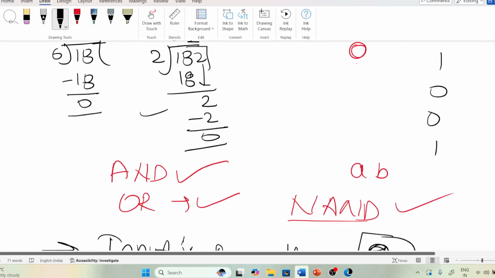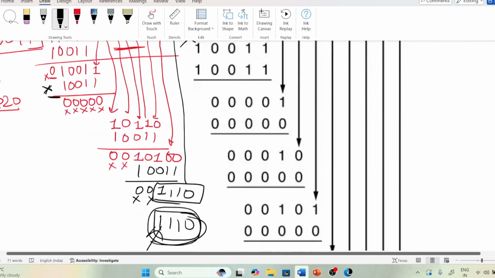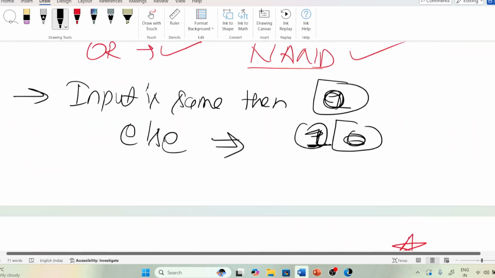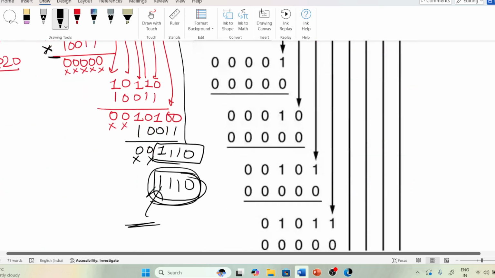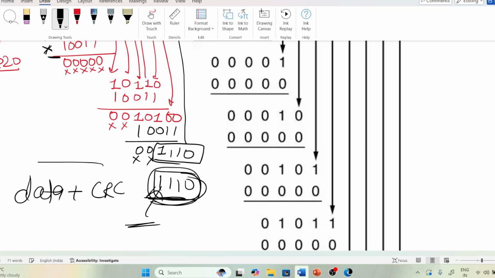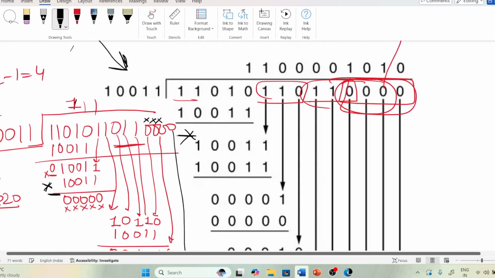So what will I do in this? I will add the remainder. So what is the data that I am going to send here? In the end, the data that I'm going to send here will be the input plus the CRC. So the CRC bits are 110. So the data plus CRC will become your actual message. You will append the CRC to the data, to this data that you had, you will append it here.